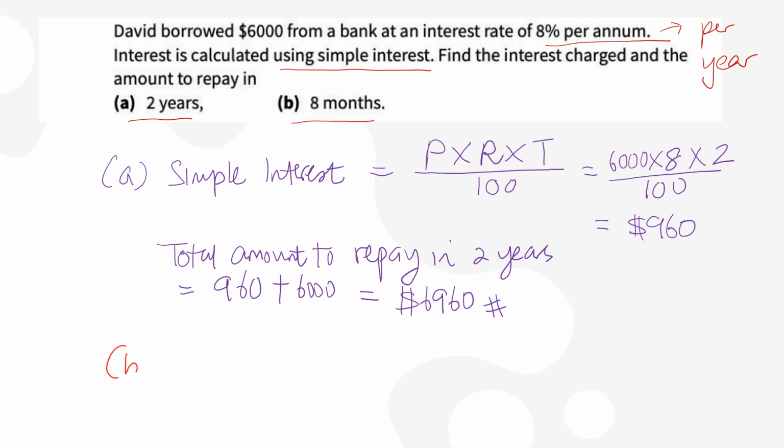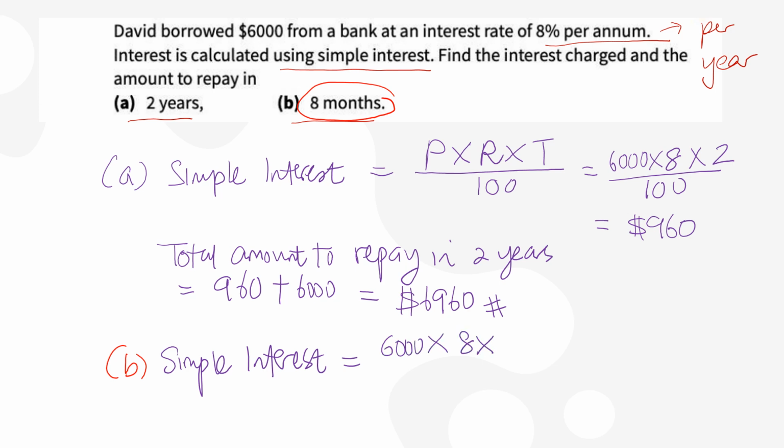For part B, we are still using the formula to calculate simple interest. But in this case now, the period is 8 months. That means David borrowed this amount of money for 8 months, right? So let's go on to calculate the simple interest he has to pay in 8 months. The principal sum is still $6,000. The rate is still 8%.